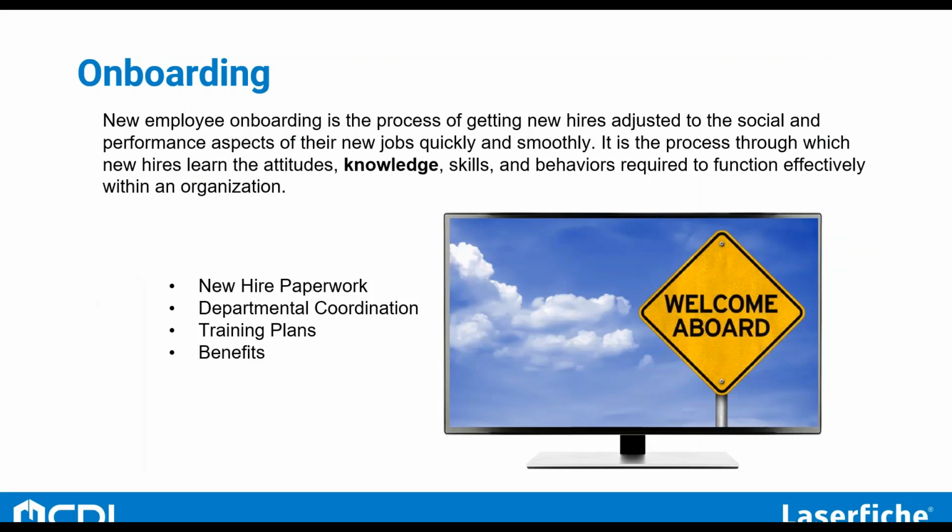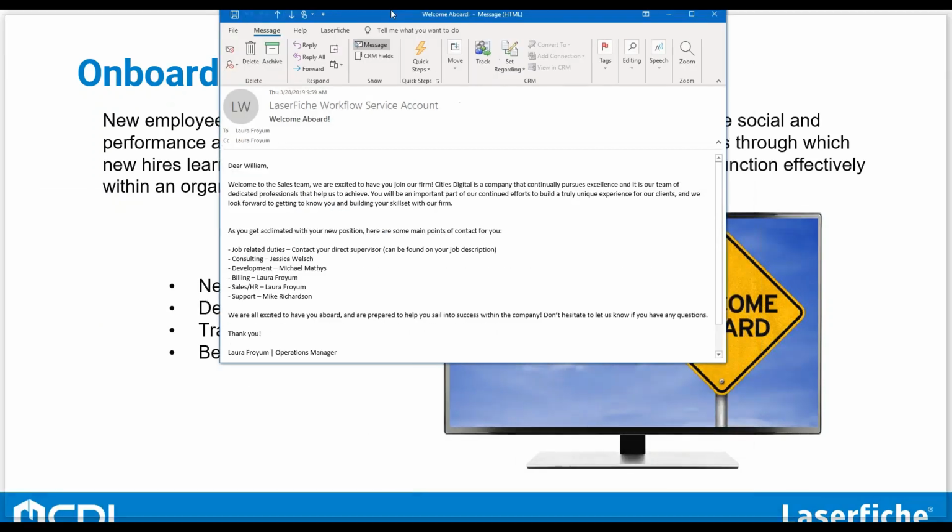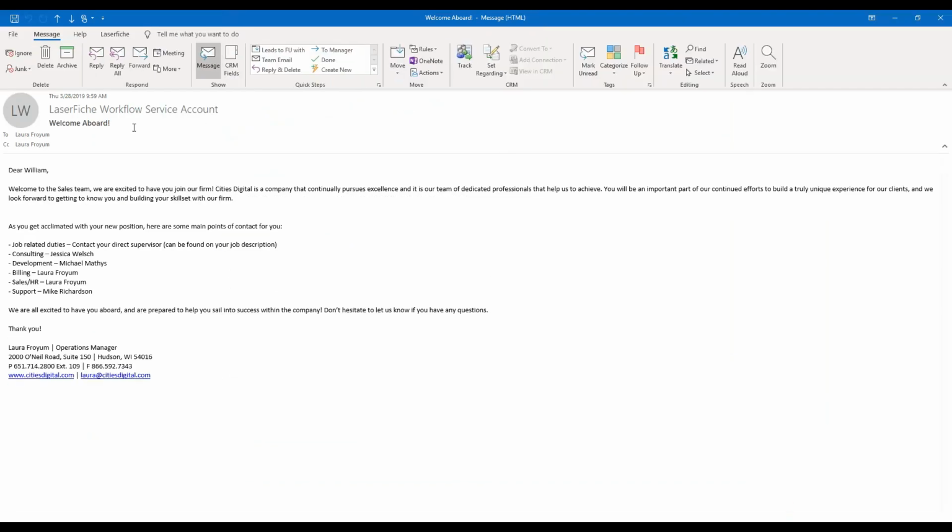All right, and then the next thing I wanted to show as part of our onboarding process for William Zapka: he got an email notification in advance that went out to his personal email, just welcoming him aboard, giving him some information on who the department heads are and who he needs to contact for what. And this, again, is all customizable, but this is an email that automatically went out to him.